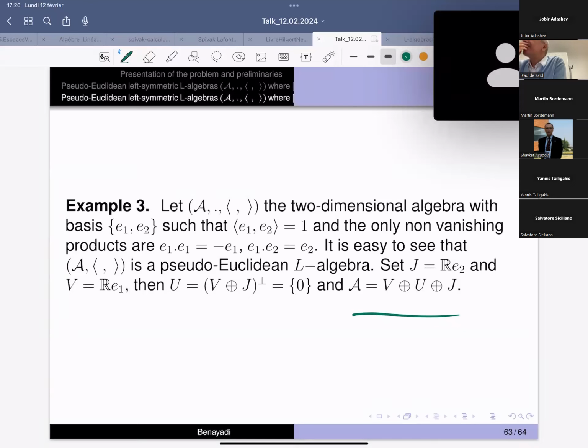But recently with Hisham and Bahu, we classified all nilpotent Lorentzian Lie algebras, okay? Without computer, and we give a classification, not a description, but a classification of all Lorentzian.